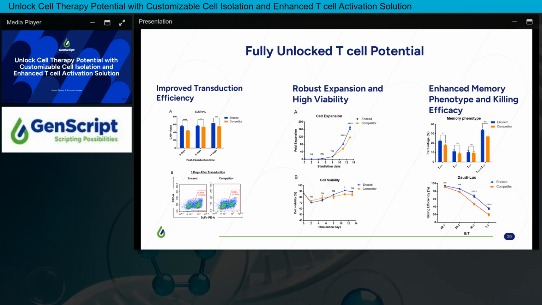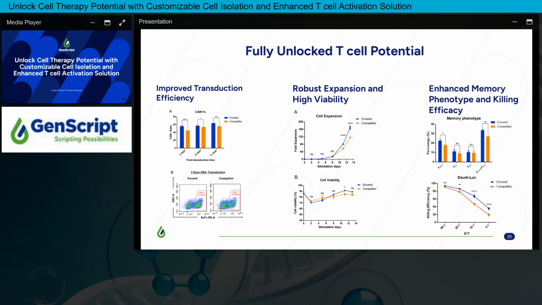11, which is a significant improvement in the cell count number, and this can be quite beneficial for T cells that need to go through a longer expansion time or the program that needs a very high cell number in the final product.